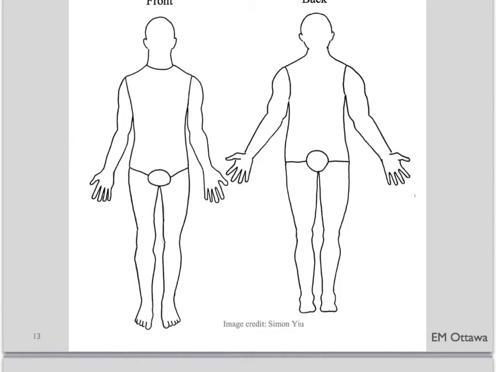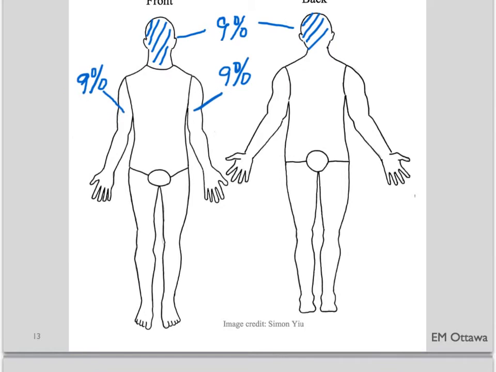In this rule, 9% of the body surface area is awarded to the whole face and head. 9% is given to each arm, that includes the front and back. 18% to the anterior trunk. 18% to the posterior trunk. 18% for each leg, again that includes the front and back. And 1% to the genitalia.